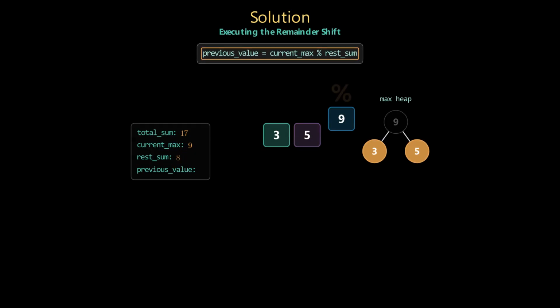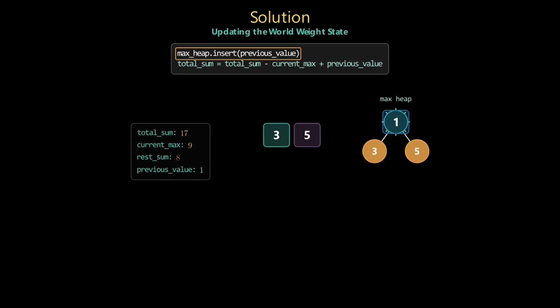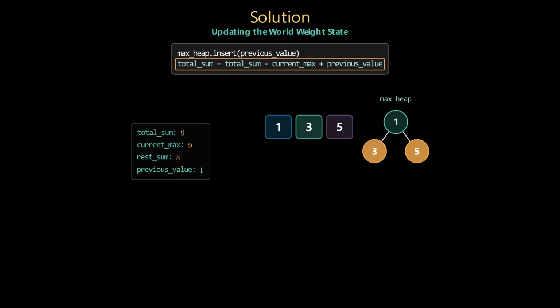We execute remainder reduction. Instead of slow linear subtractions, we take the modulo of the maximum by the rest of the sum. 9 mod 8 leaves a remainder of 1. That single step reveals what this slot looked like 1 frame earlier in history. We push the restored value 1 back into the priority heap for the next round. Then we update the total sum: subtract the old maximum 9 and add the new previous value 1, bringing our total down to 9.